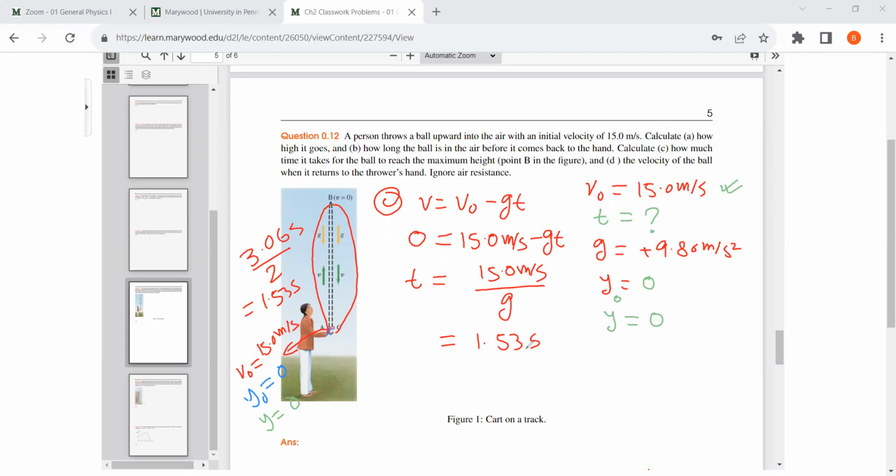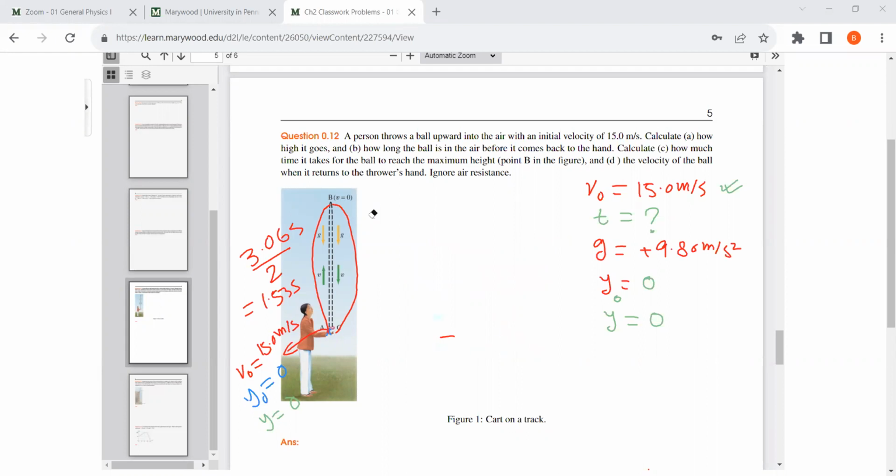All right. The last problem is the velocity of the ball when it returns to the lady's hand. So let's now calculate it.